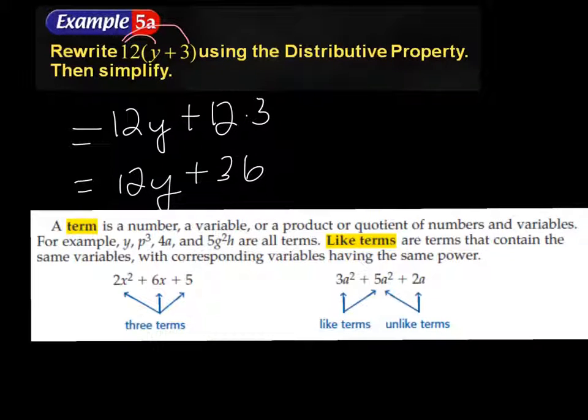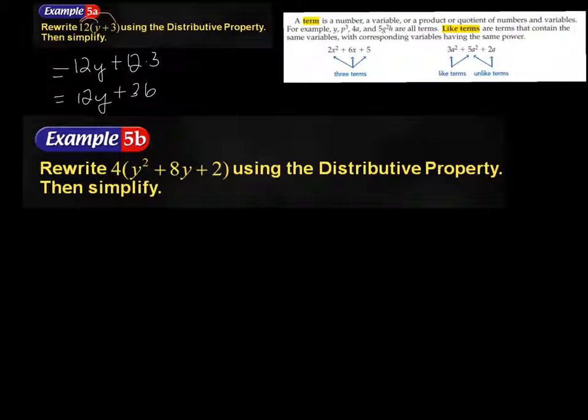So this expression has three separate terms, and like terms have the same variable raised to the same power, so 3a squared and 5a squared are like terms. The 2a isn't squared, so it would represent a different value for a most of the time, unless a was 0 or 1. And so the a squared and the a are not like terms. They're unlike terms. Again, we're rewriting using the distributive property.